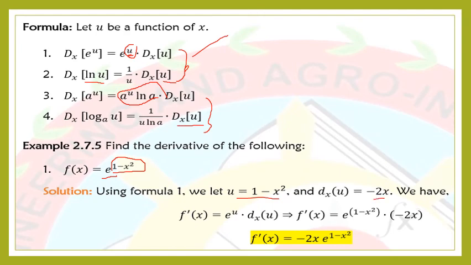So, applying the formula 1, so f prime of x, kasi f yung ginamit dito, is equal to e to the u times du with respect to x. Ito yung sa formula 1. Substitute lang natin si e pa rin yan. And then si u is papalitan natin siya ng 1 minus x squared times yung du with respect to x or derivative of u with respect to x, replace it by negative 2x. Kasi yan yung derivative ng u natin na nasa exponent. So therefore, negative 2x times e to the power of 1 minus x squared yung derivative ng first example natin.